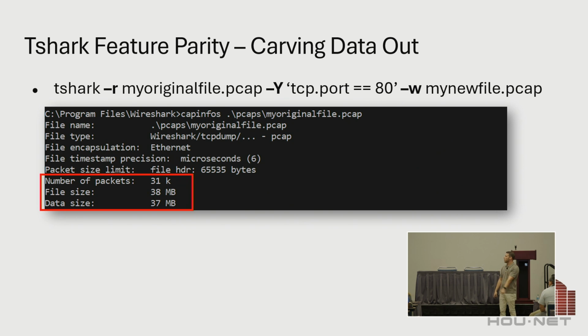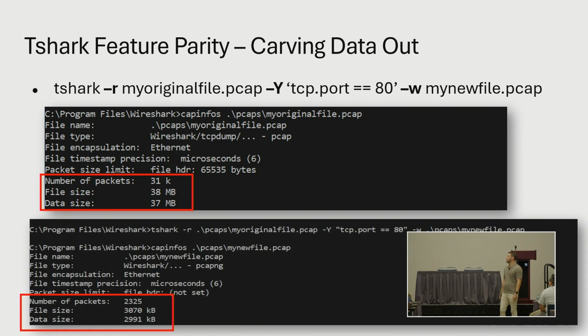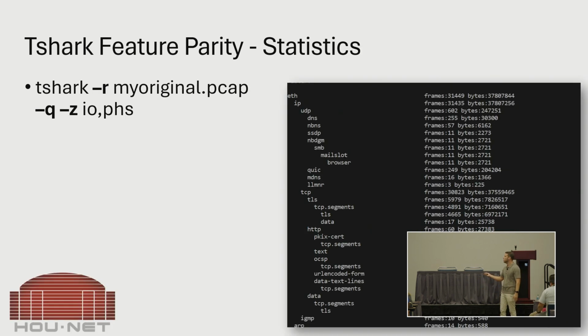So in the red box there, sorry in the back if you can't see this, there's 31,000 packets in my original PCAP. When I run this command, now I have 2,300. So I reduced that substantially. Maybe if this was multi-gig, down to 50 megs, then I can actually open it up with Wireshark at this point, right? So that feature parity still exists even though we're only using the command line.